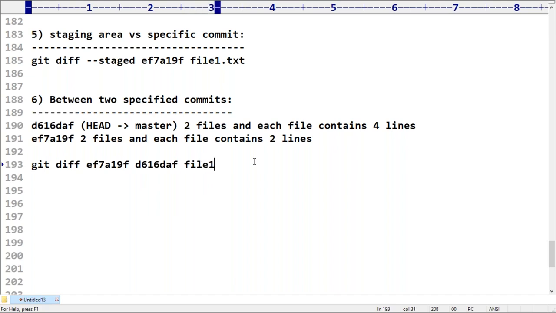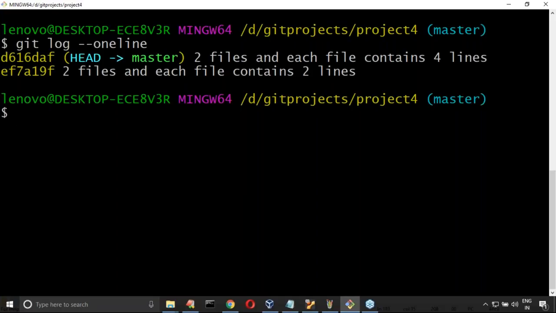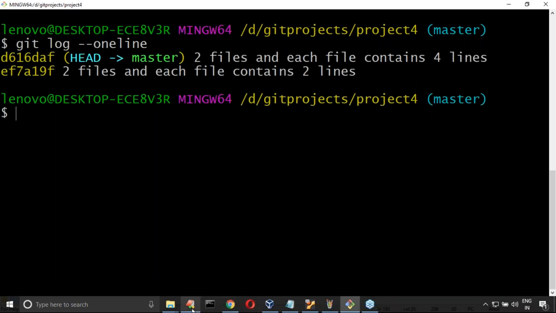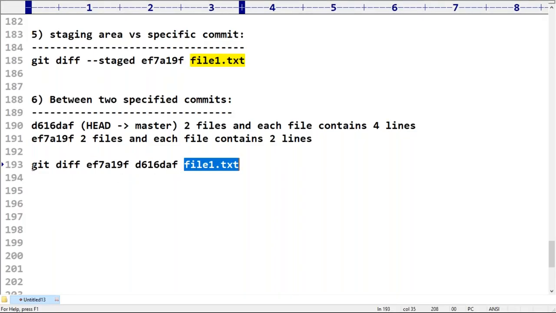And then file1.txt. With respect to file1, can you please confirm how many lines difference is there? The source copy, the first commit, has only 2 lines, but here 4 lines are there. So 2 lines extra are added in the destination copy. First I took this one as the source and this as the destination, so in the destination copy, 2 lines extra are added.